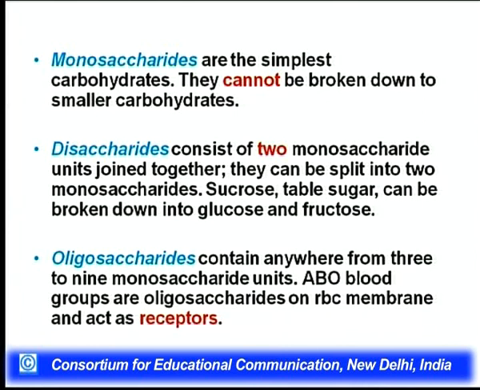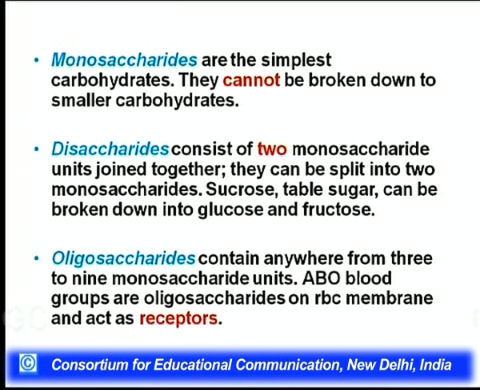Whereas disaccharides consist of 2 monosaccharide units joined together, and they can be split into 2 monosaccharides. Now if I talk of sucrose, which is table sugar, then this can be broken down into glucose and fructose. So please remember, the sugar that we are eating, which is our table sugar, is sucrose, and sugarcane is a rich source of sucrose.